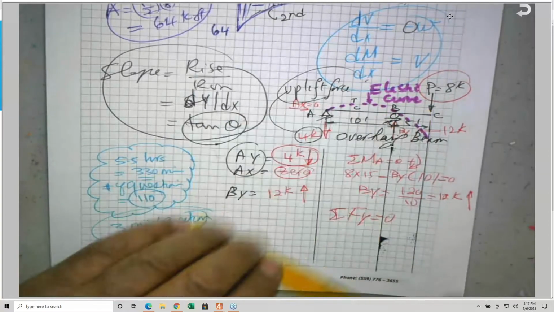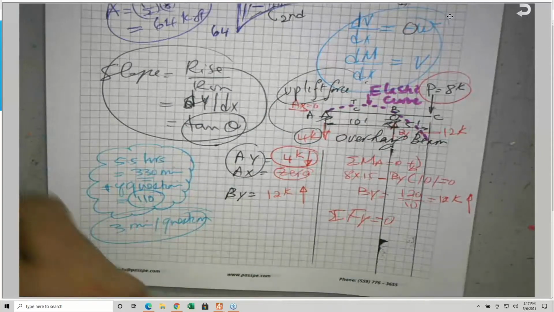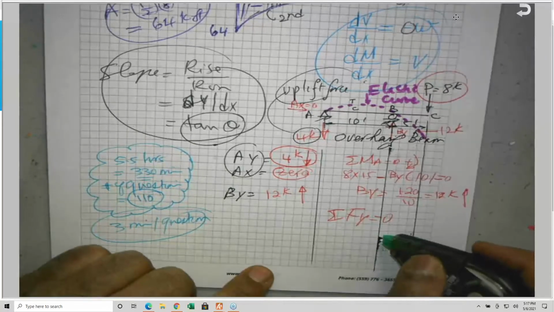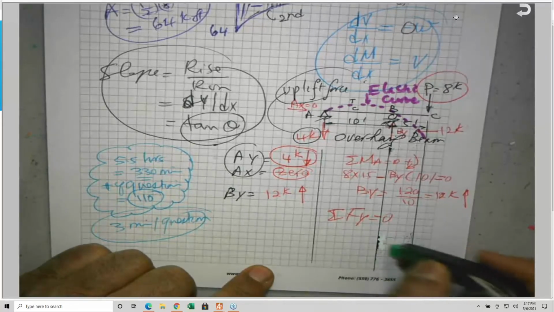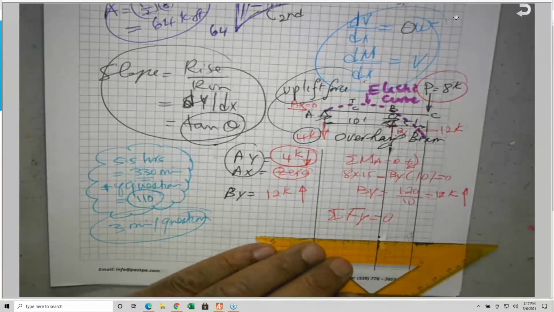So this overhang beam, and let me give you another 2 minutes to draw the shear and moment diagram, which is V and M.